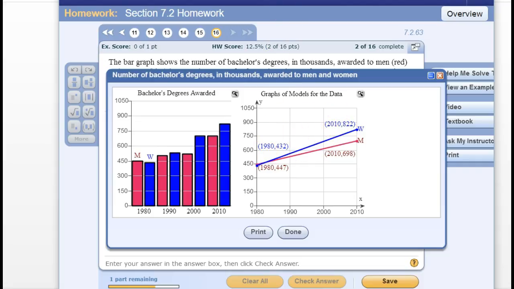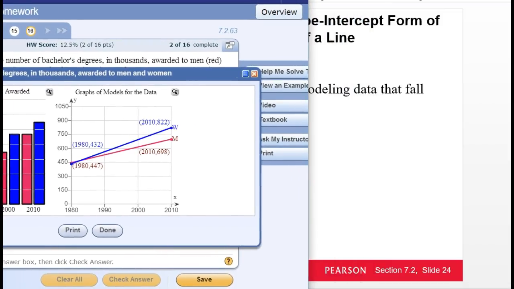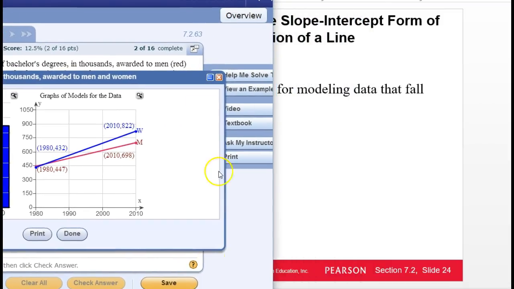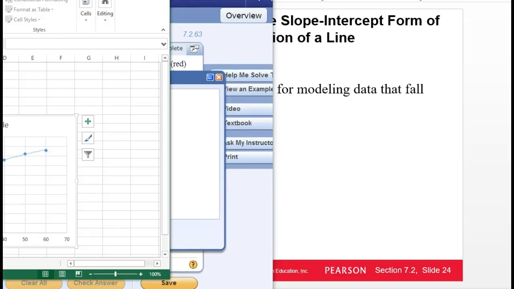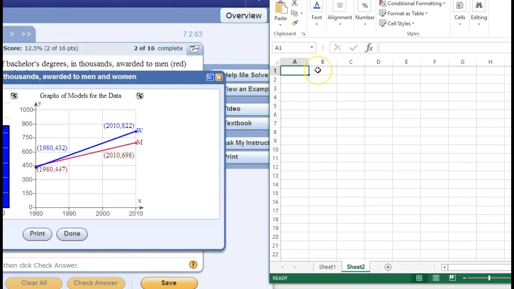Now, if you have access to Microsoft Excel, I'm going to show you a way to do this. You're going to use Excel later on this semester, so it's not a bad idea to go ahead and get started using it. What you would do is put the 2 x coordinates in your first column, the A column here. So I'm going to put in 1980 and 2010. And then in the second column, I'm going to put 432 with 1980, and 822 with the 2010.